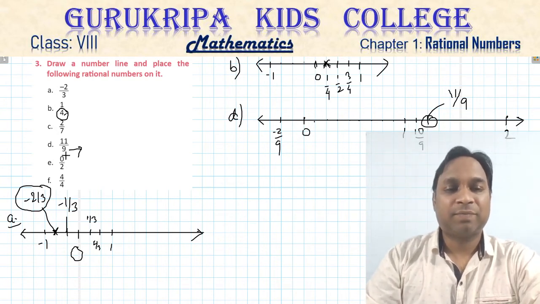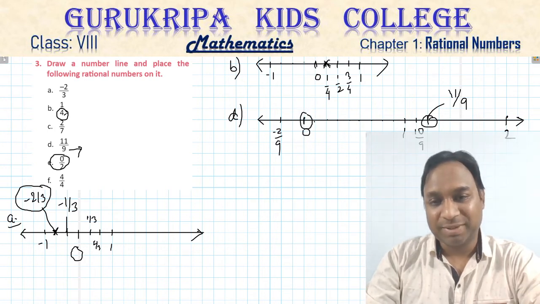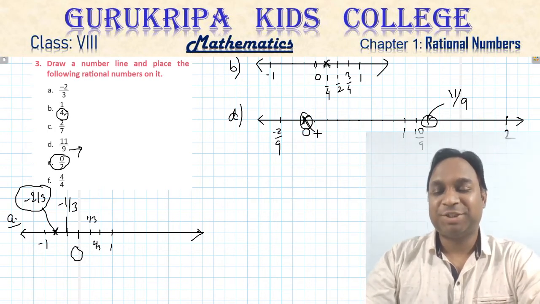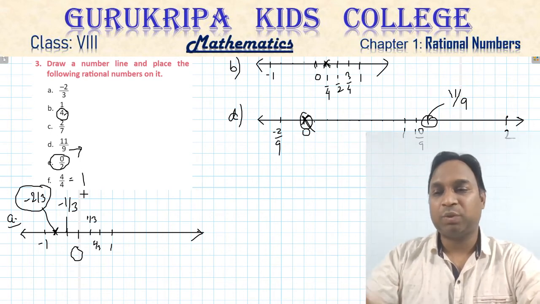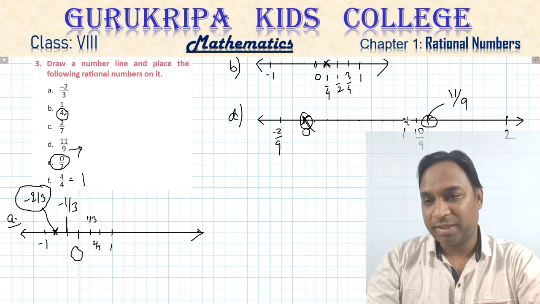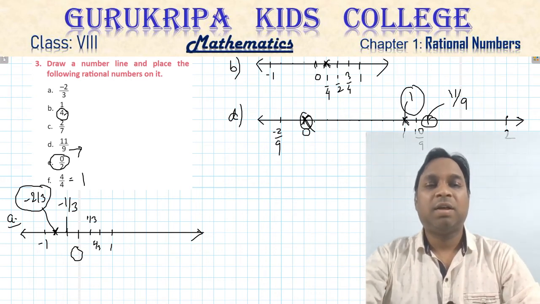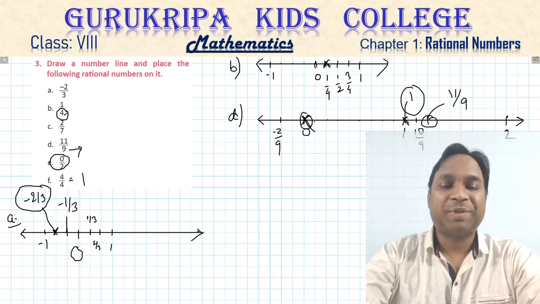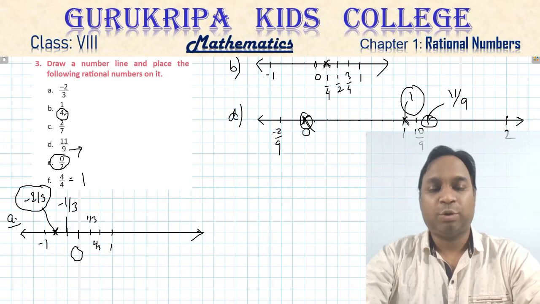Question number E, 0. Where is 0? This is 0. You can plot it on the same line also. This is 0. And 4 upon 4, what is this equal to? This is equal to 1. And we already have 1 on this line, so we can plot 1 also here. This is 1. So quite a number of times it happens that we can plot multiple numbers on the same line. Quite a times we cannot do also.